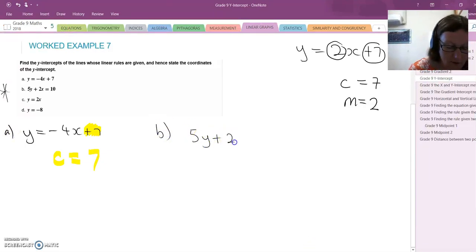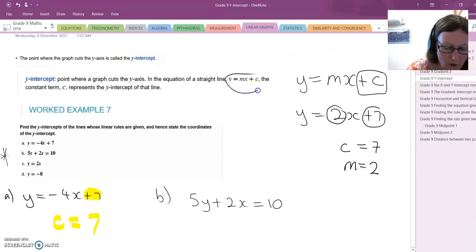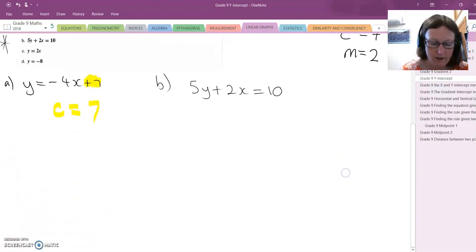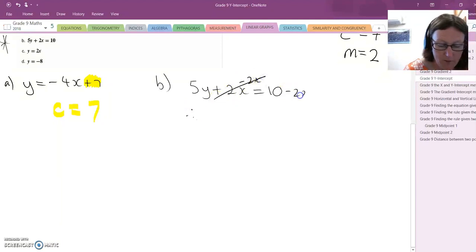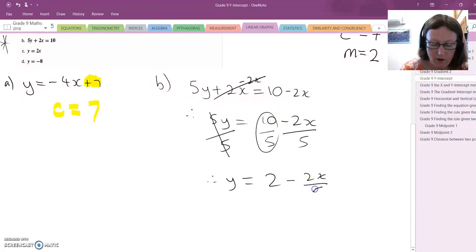5y plus 2x is equal to 10. We need to rearrange this formula because we need it in the form y equals mx plus c to work out the y-intercept, just like we did for the gradient. So I'm going to subtract 2x from both sides, so that cancels. So I've got 5y is equal to 10, subtract 2x. I now need to divide by 5, so I've just got y, divide both things by 5. So y is equal to 2, because 10 divided by 5 is 2, subtract 2x over 5.